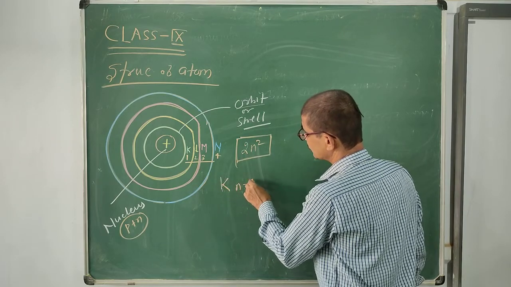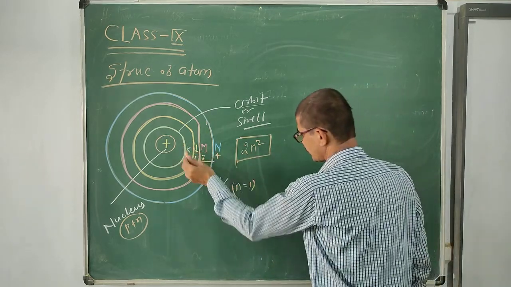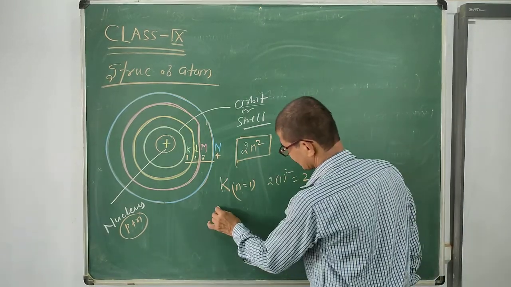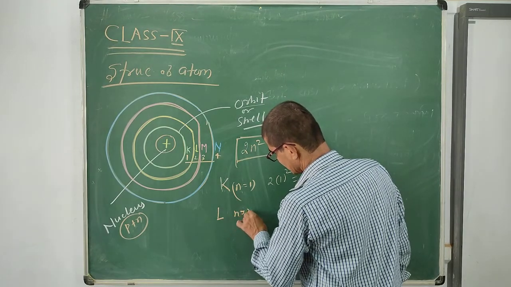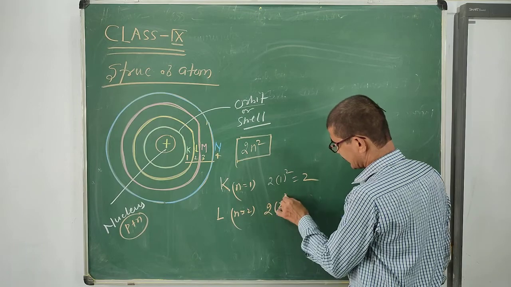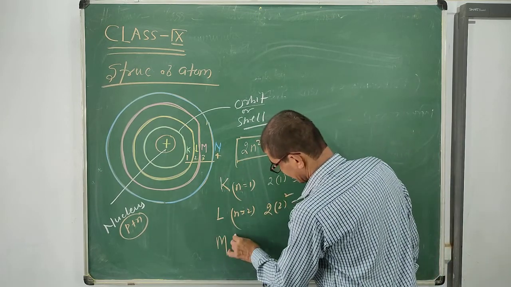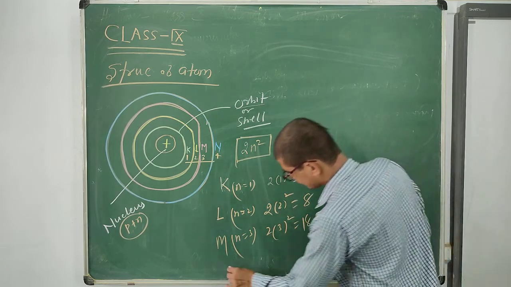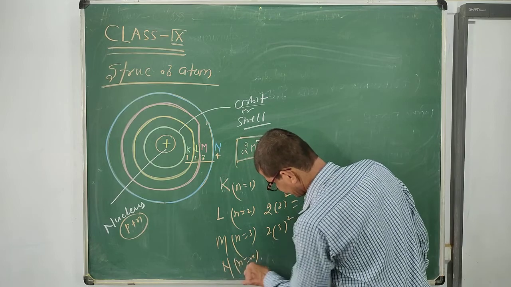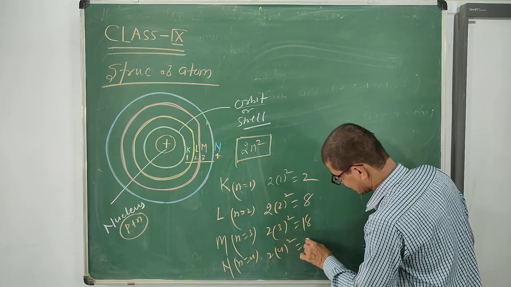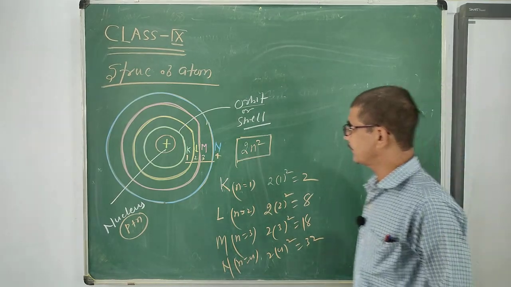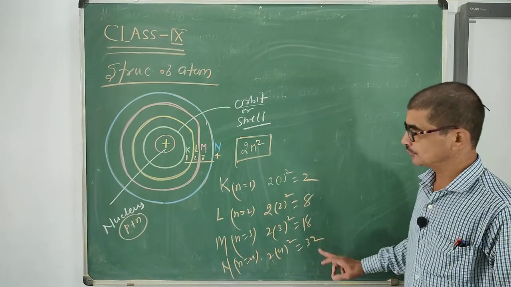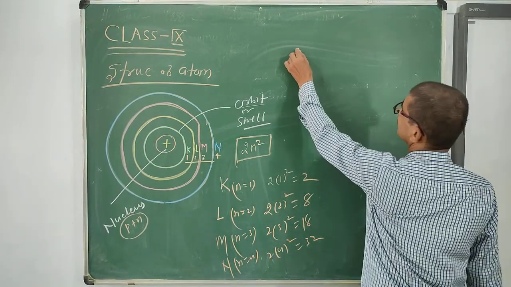n equal to 1. So now with the help of this formula we are able to calculate how many electrons rotate in K orbit. So 2 into 1 square equal to 2. n equal to 2, so 2 into 2 square equal to 8. n equal to 3, so 2 into 3 square equal to 18, and n equal to 4, so 2 into 4 square equal to 32. So the maximum number of electrons in K shell is 2, L shell is 8, M shell is 18 and N shell is 32.